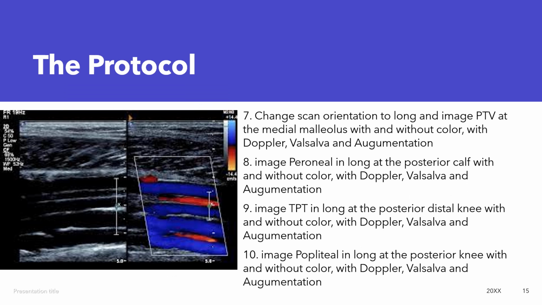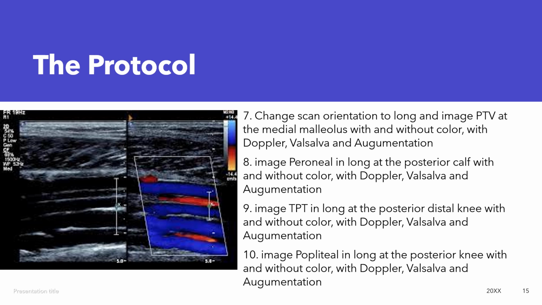Now, at this point, if no thrombus was identified, you're going to want to then follow all the veins from that ankle back up. So we're going to go backwards now, evaluating all the veins in long, in B mode, in long with color, in long with spectral, and then in long with spectral utilizing augmentation and Valsalva. So at this point, you can go to long and you'll want to start right at the medial malleolus.